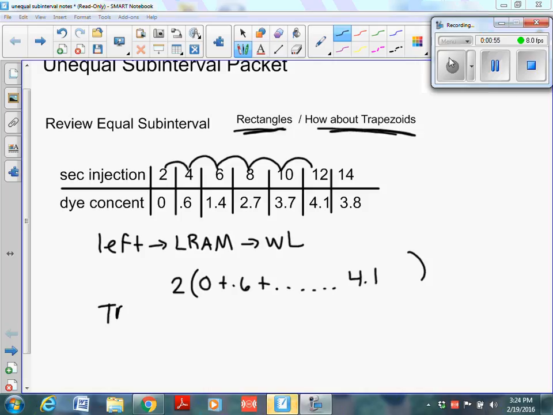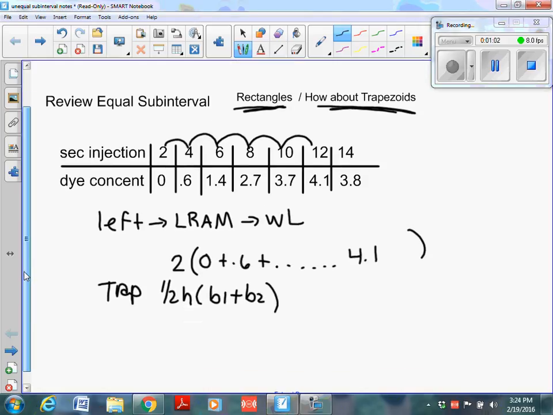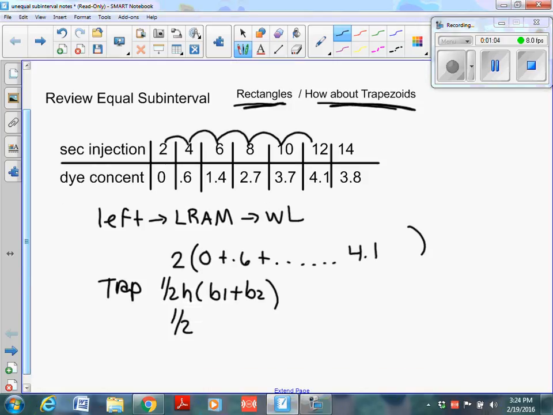Again, review trapezoid. It's 1/2 height, base 1 plus base 2. And again, it's 1/2. The heights are all 2. And when you do this, it's 0, and then you double the 0.6. You double the 1.4, and so on, until you get to the single 3.8. Okay, those are just review. I know we just had this on the test.